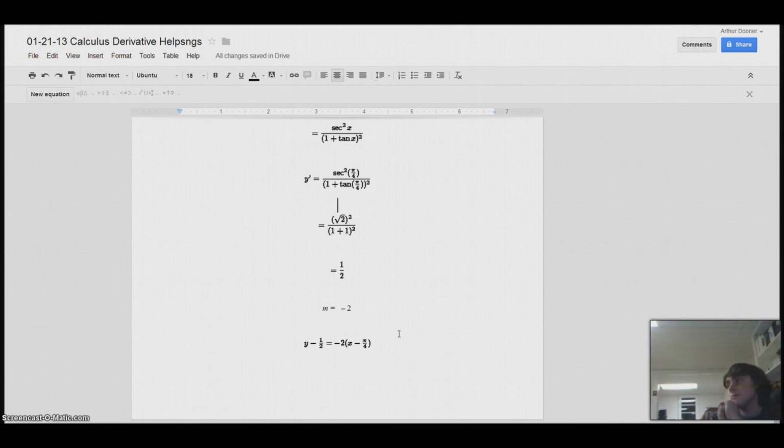You could put it in y equals mx plus b slope-intercept form. And of course that has the inverse slope because it's perpendicular. Negative inverse, excuse me.